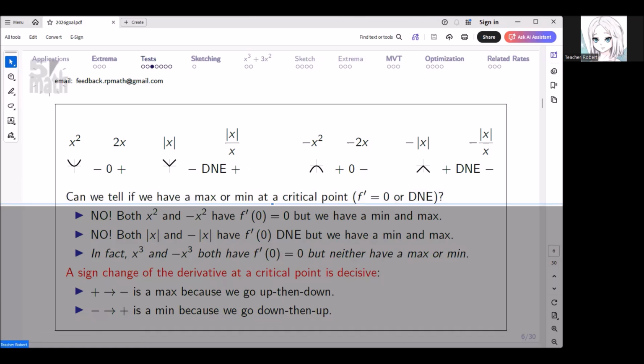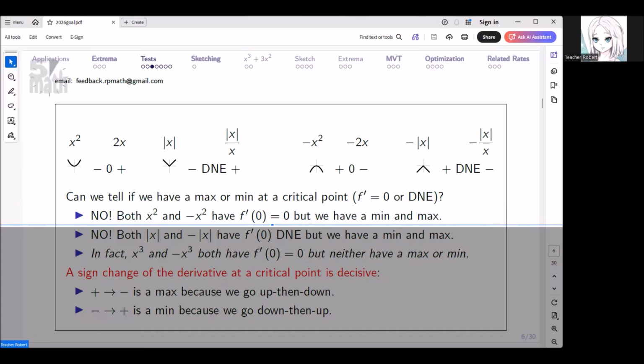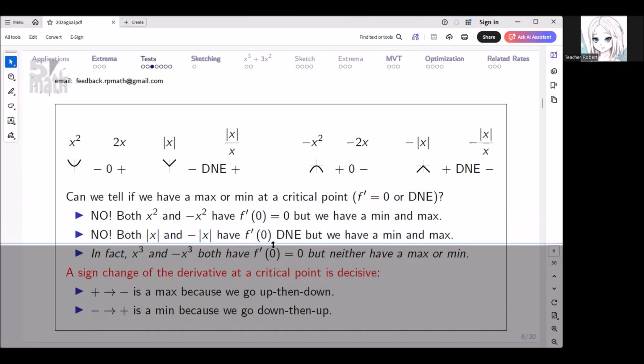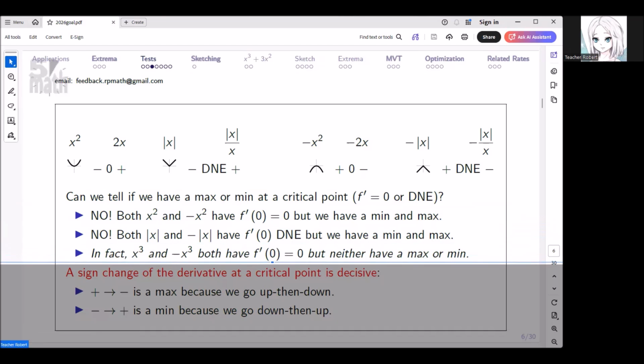Can we tell if we have a max or min at a critical point, if f' equals 0 or does not exist? No. Both x squared and minus x squared have f'(0) equals 0, but we have a min and max. No. Both absolute value of x and negative absolute value of x have f'(0) does not exist, but we have a min and max. In fact, x cubed and minus x cubed both have f'(0) equals 0, but neither has a max or min.